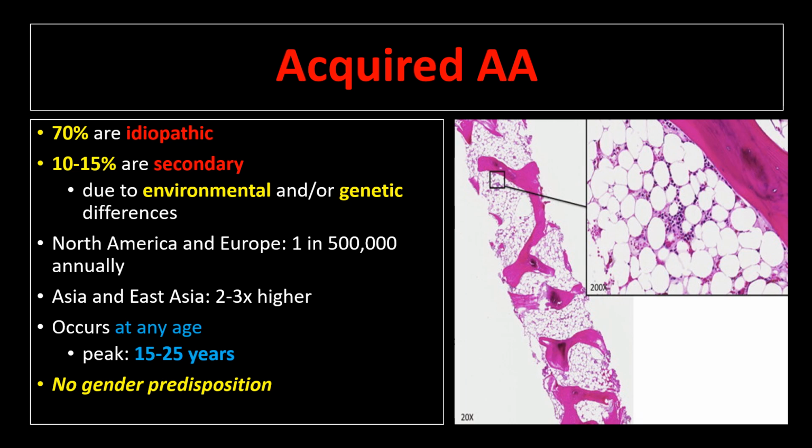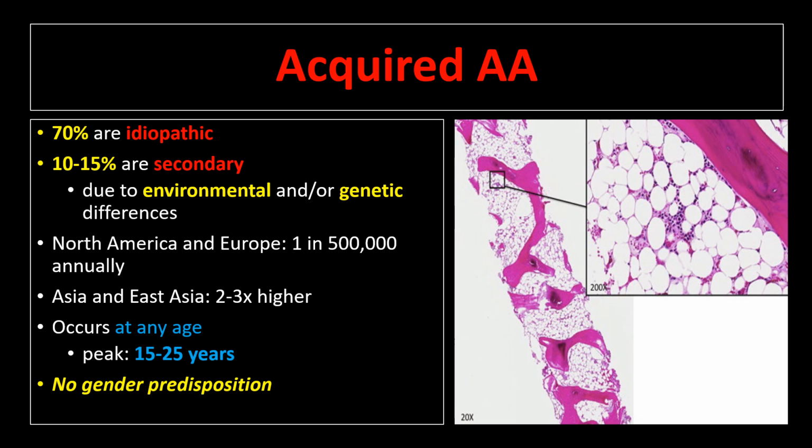For the idiopathic, which comprises 70% of acquired aplastic anemia, these anemias have unknown cause. The secondary type, which comprises 10 to 15% of the acquired aplastic anemia, is aplastic anemia that is associated with an unidentified cause. This might be due to environmental or genetic differences.